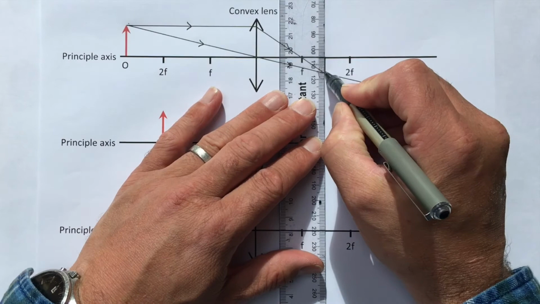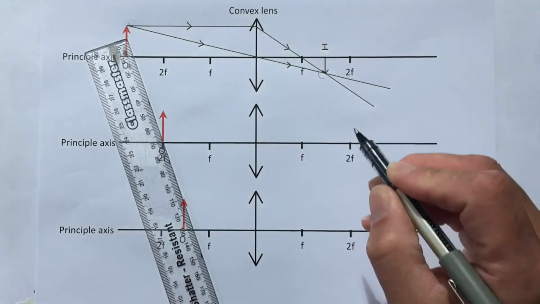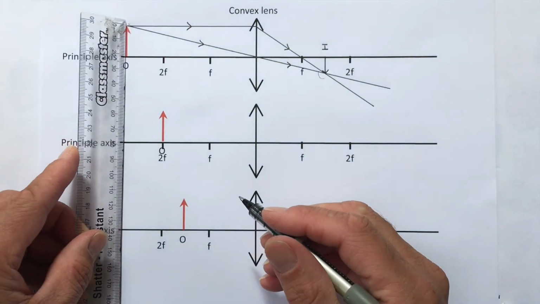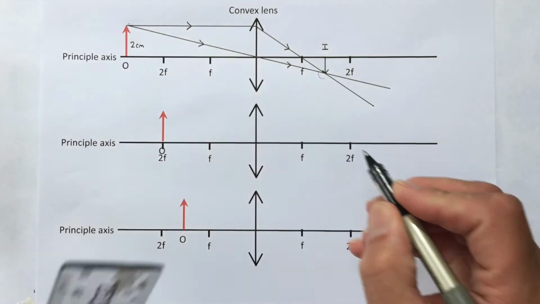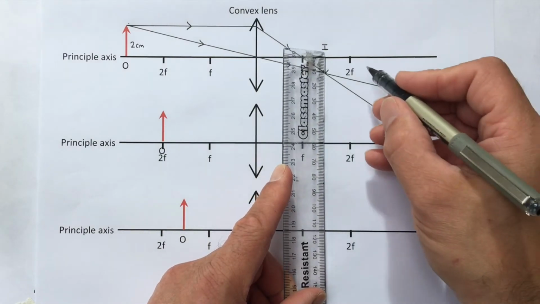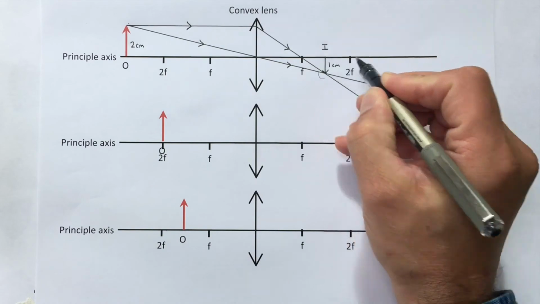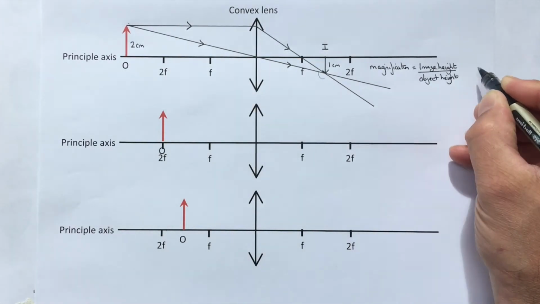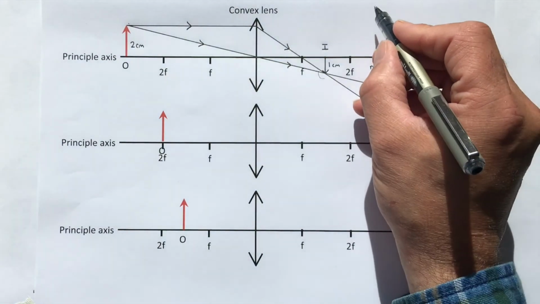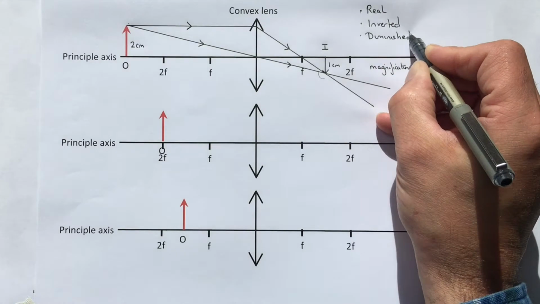Drawing these two allows us to locate the tip of the arrow for the image because that's where the lines cross. So you can clearly see that the image is inverted and it's smaller than the object. The object was 2 centimeters, our image works out at only 1 centimeter. So the magnification works out at 0.5. So the properties of the image are real, inverted and diminished.